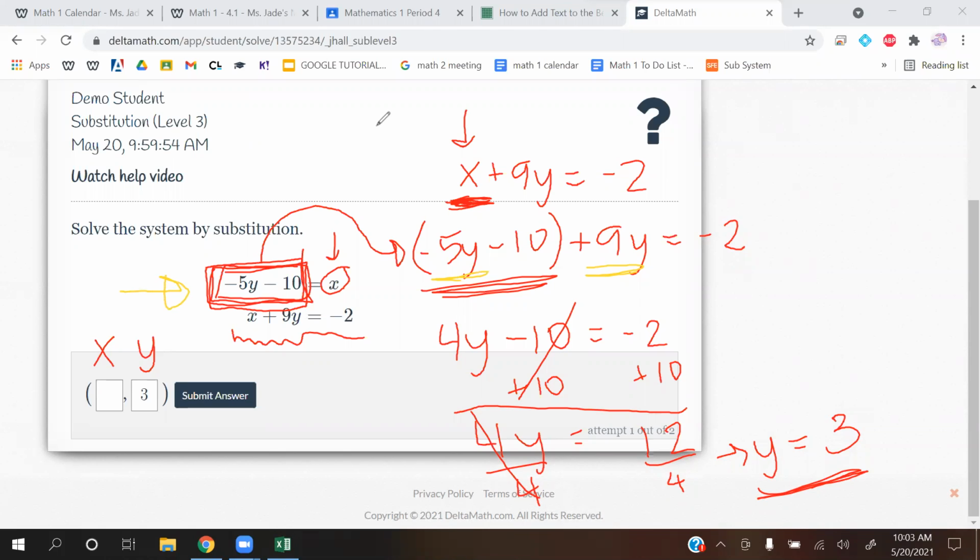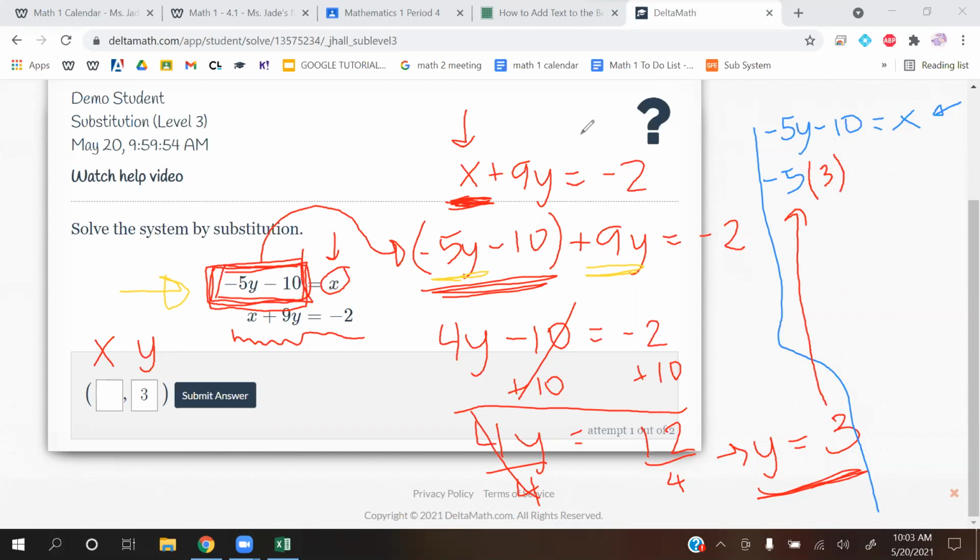So the easiest way to solve for the x is, let me just point to it, this equation, because it literally says, let me just write it out in a different color, negative 5y minus 10 equals x. X is already by itself in this equation, so that would be the easiest equation to get x, because it's already solved for x. So I'm just going to plug in y into this equation. So negative 5y minus 10 equals x. So all I did was plug in the y value that we solved for.